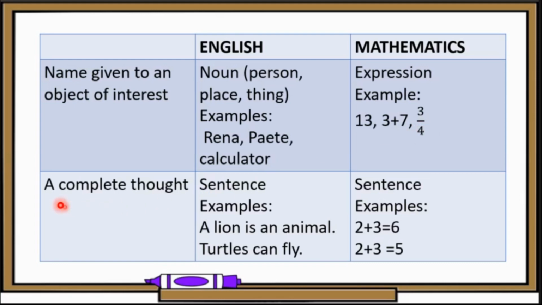And in English, a complete thought is called a sentence. Ganon din ang tawag sa mathematics. Sentence pa rin siya. Some examples are a lion is an animal and turtles can fly. For mathematics sentence naman, we have two examples here. 2 plus 3 is equal to 6, which is false, and 2 plus 3 is equal to 5.